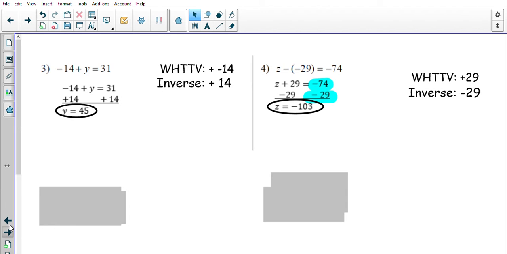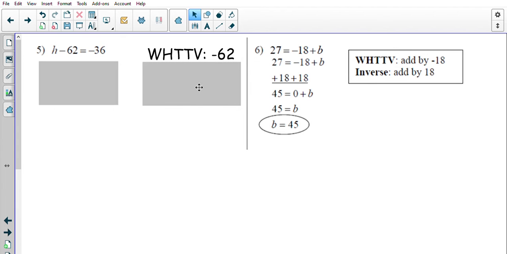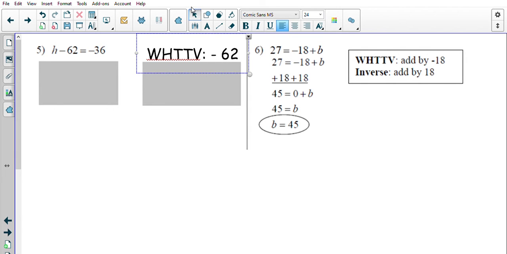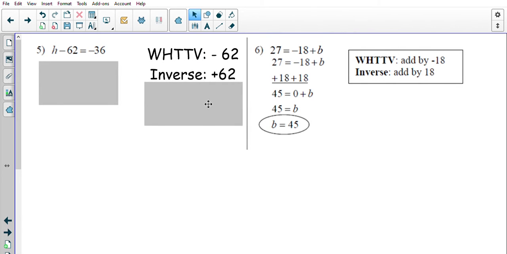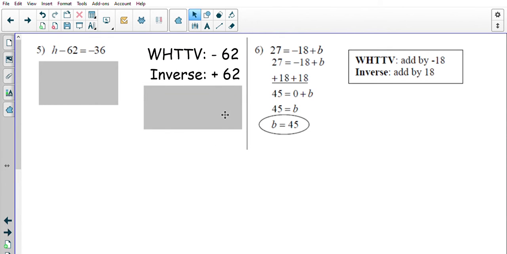All right, moving right along. Question number 5. h minus 62 equals negative 36. We're subtracting 62 from the variable h. So the inverse of that is, I'm going to leave a little space there. We're subtracting 62, so the inverse is to add 62, or you could subtract a negative 62 as well. But we're going to add 62 as the inverse of subtracting 62.